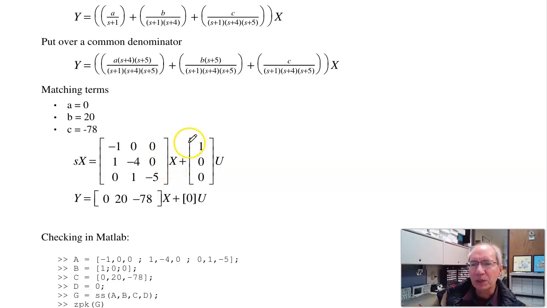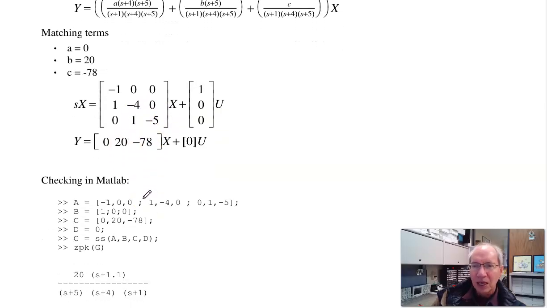So in cascade form, here's one way to represent it. The input drives the pole at -1, that drives the pole at -4, that drives the pole at -5. Pull off 20 times the second one, 78 times the third one. And there's your cascade form. Here's your A matrix, B matrix, C, and D. Nice thing about cascade form is these are the eigenvalues. It's got good numerical properties. A little bit harder to come up with.